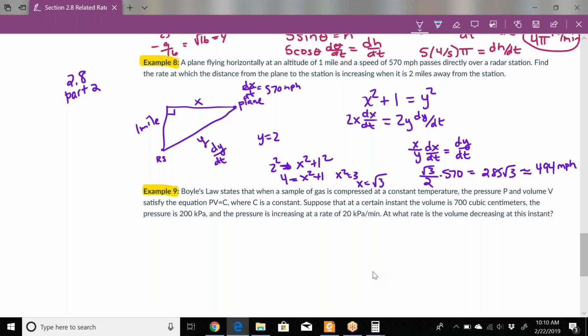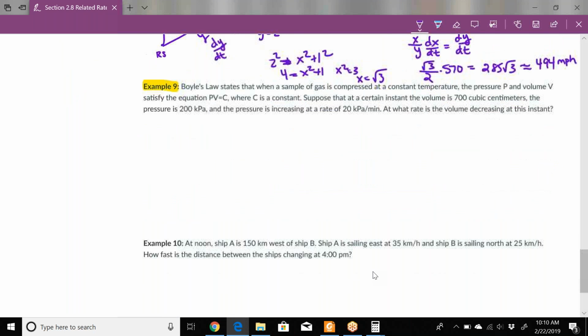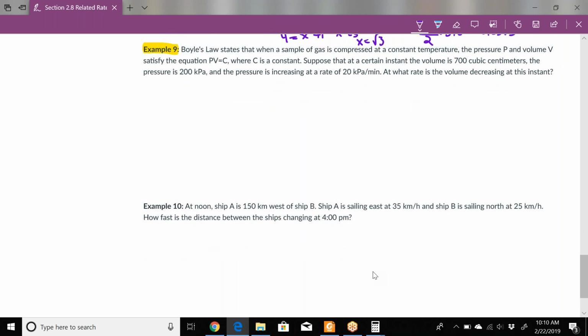All right. We're going to be looking at example 9 next. It says Boyle's law states that when a sample of gas is compressed at a constant temperature, the pressure P and the volume V satisfy the equation PV equals C, where C is a constant. Suppose that at a certain instant the volume is 700 cubic centimeters, the pressure is 200 kPa, and the pressure is increasing at a rate of 20 kPa per minute. At what rate is the volume decreasing at that instant?